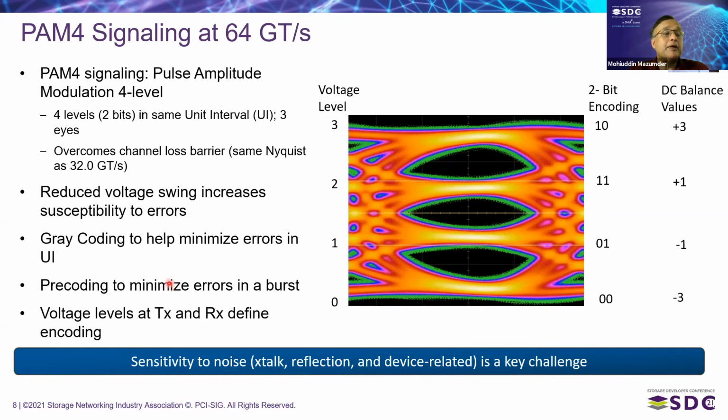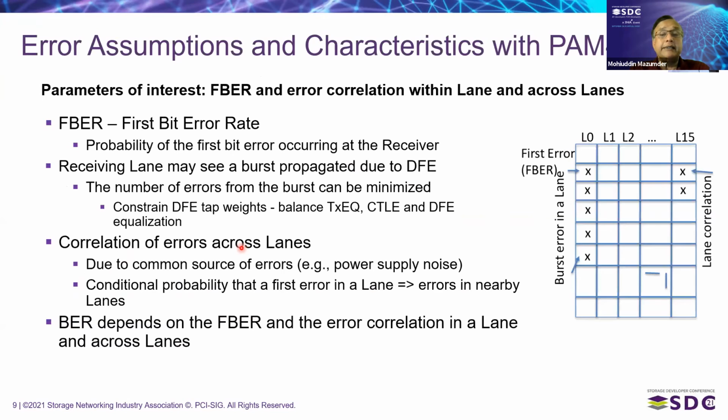To address some of them, we do mandatory gray coding to minimize errors in UI. We also make pre-coding mandatory to minimize DFE burst errors, which is converted into 2-bit error. So the voltage level, as we have already discussed, at TX and RX defines the encoding. So now in the next few slides, I will focus on how we are going to achieve a solution that is low latency, but is still with PAM4 signaling.